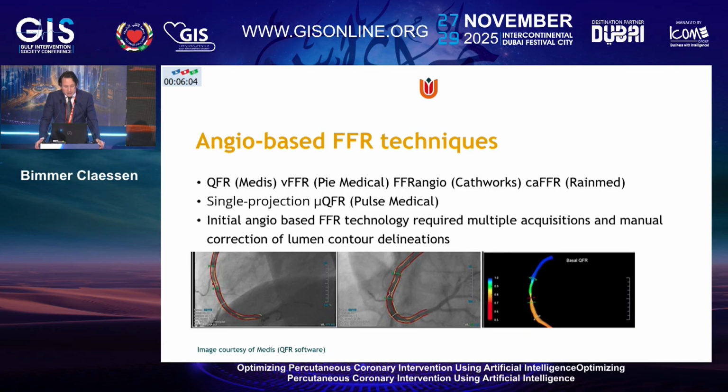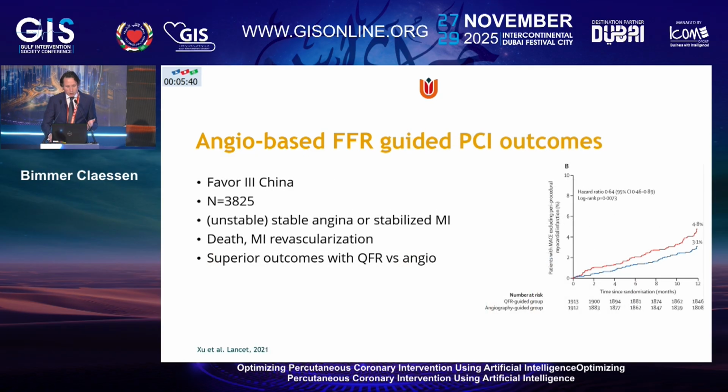When we take the AI applications into the lab, we've actually seen an application in real-world use in our previous case during the last session. For angio-based FFR, several of these techniques are out there. However, some of the initially used techniques still require multiple acquisitions and manual correction of lumen contour delineation. So maybe it's not really AI, it's just some sort of an upgraded QCA. Nonetheless, original data showed very good results.